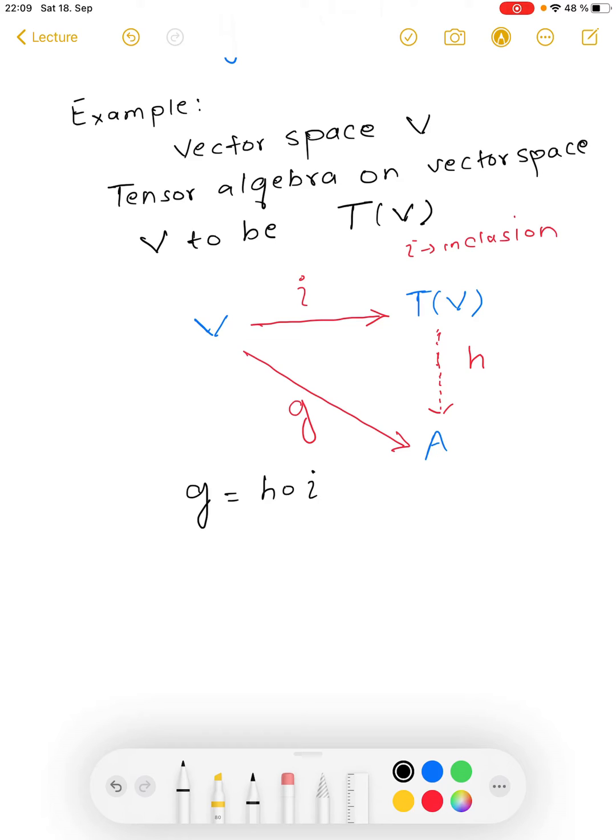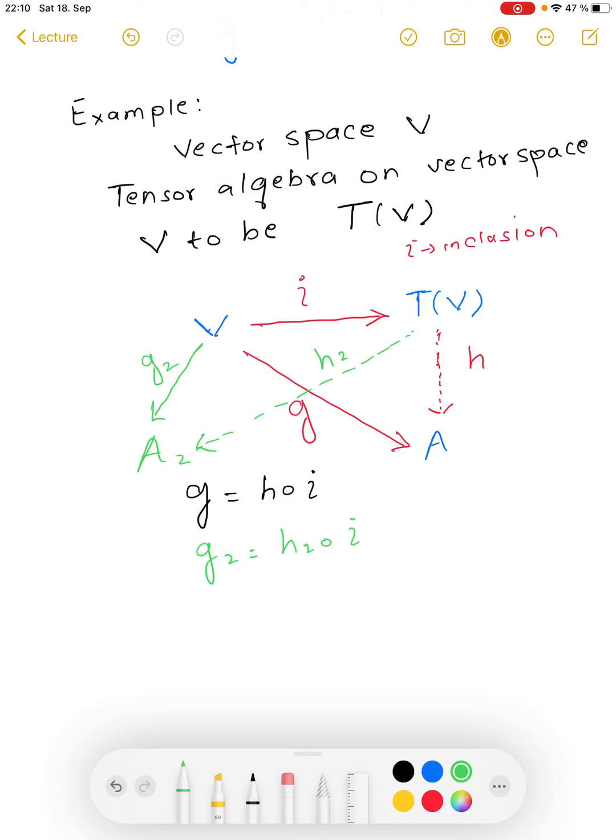If you have any other algebra also, let me say A2, and there is some other linear map from this vector space to here, and let me call this G2. Then there must exist a map from this tensor algebra to this algebra, and let me call this H2, such that G2 is equal to H2 after inclusion. So this is what is meant by universal morphism, and this is an example of universal morphism.